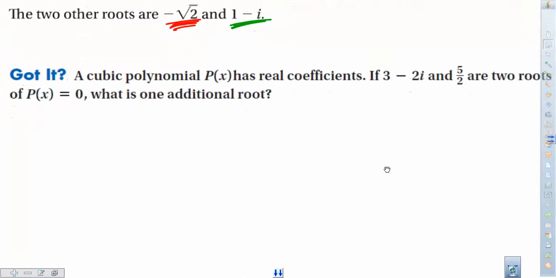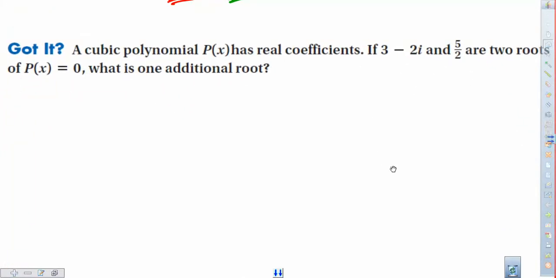So when you look at this problem right here, it says cubic polynomial. So the fundamental theorem of algebra tells us there would be 3 complex roots. Notice they give us 3 minus 2i as one root. Another root is 5 halves. What is the one additional root? What they want you to understand is that if you look at that 5 divided by 2, there are no conjugate roots that go with 5 over 2.